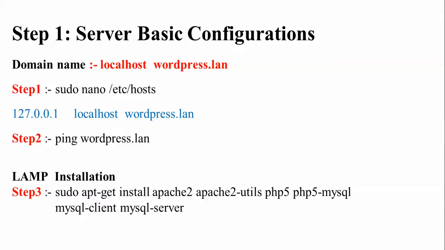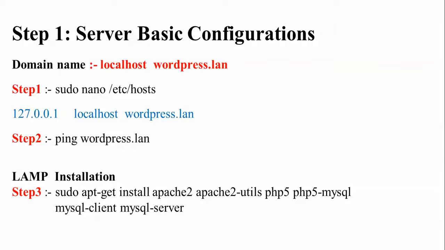First of all, the basic server configuration that I have done. The domain name you can see on screen in red, localhost/wordpress.lan. We need to edit the configuration file and enter this domain name, like the one in red. In the example below, step 1 shows 127.0.0.1. After step 2, the ping, I'm going to install the LAMP installation.